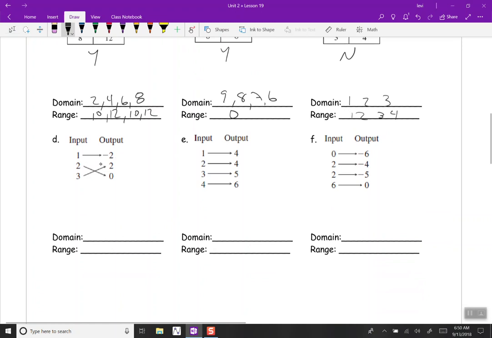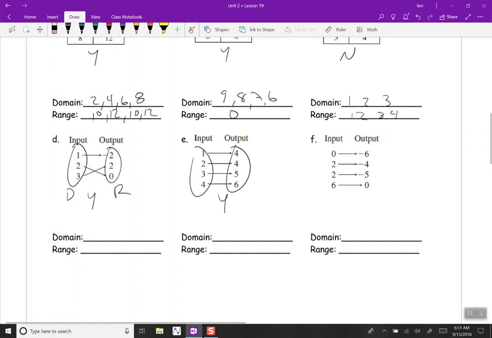Input here, that's okay. No one input's going to two different things here. Okay, so yes, this is a function. Those are your domains. These are your ranges. Yes, this is a function. Domains, ranges. Yes, this is a function.